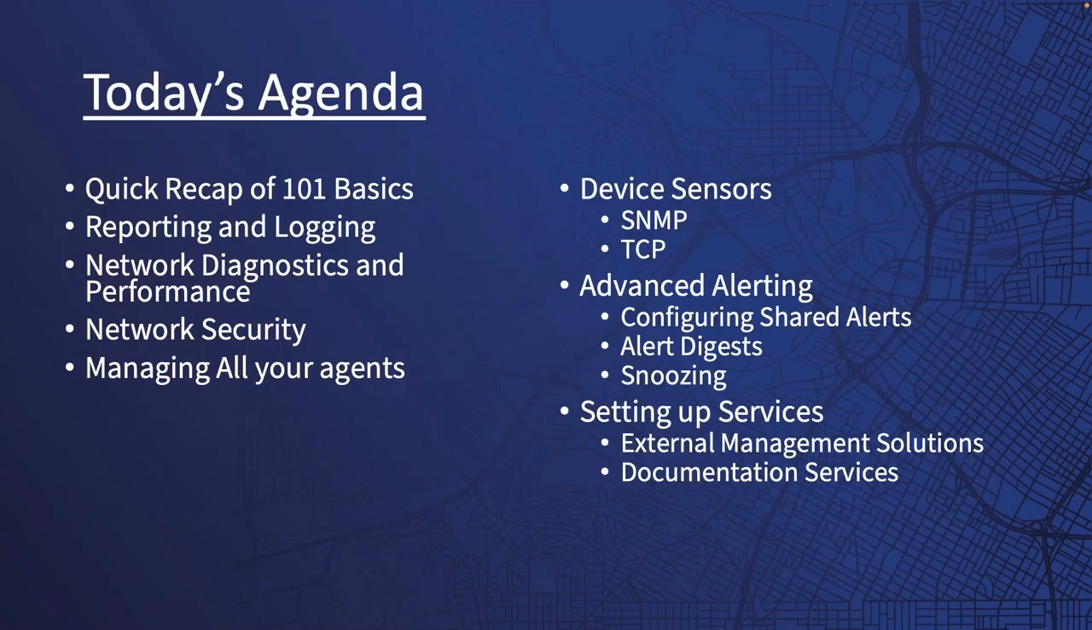In today's discussion, we're going to do a quick recap of the 101 stuff that we talked about, just for those that may not have heard that, but we're not going to go into great details there. We'll talk a little bit more about reporting and logging. We'll talk about network diagnostics and performance and how you can utilize some of those features within Domotz to either validate or check out how your system is performing. We'll touch on network security and how Domotz helps you with that. Of course, that could actually be a whole 301 class if we wanted, but we'll just hit the highlights on this about how you can use it quickly.